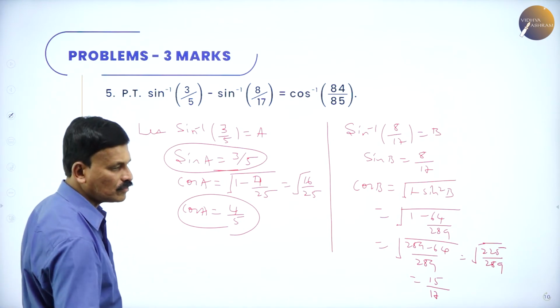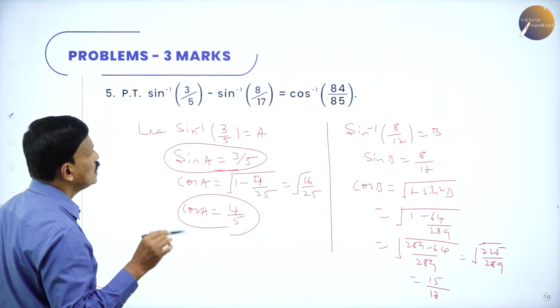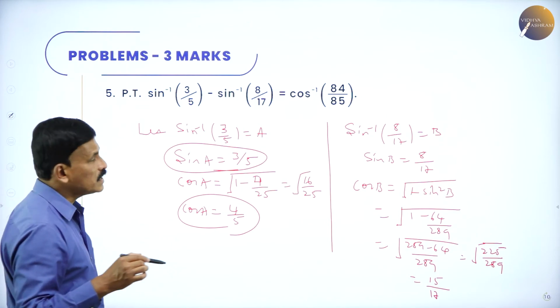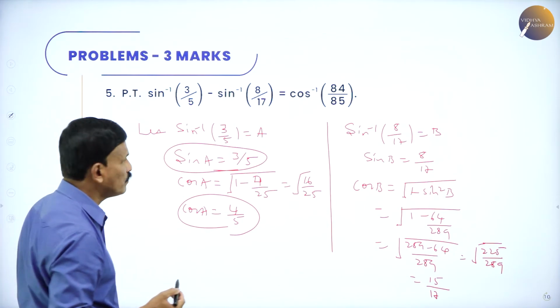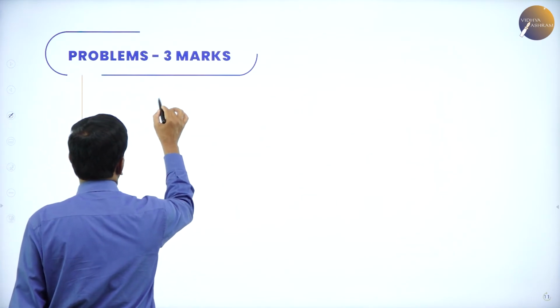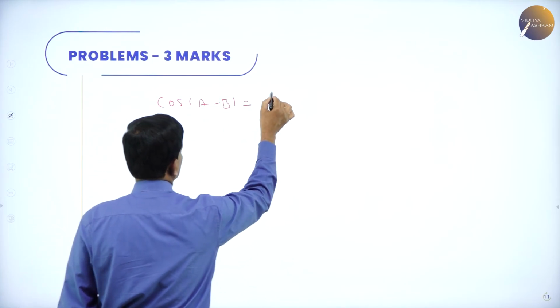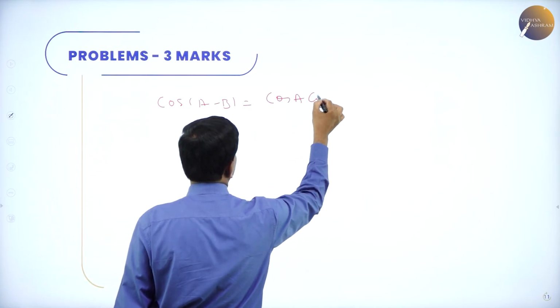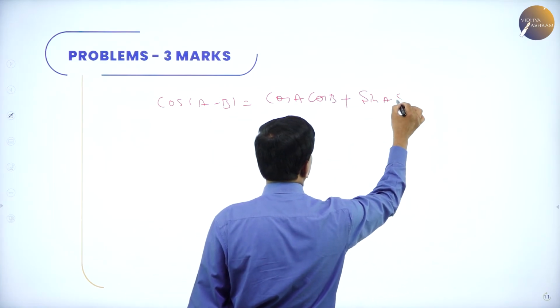Followed? So what is the problem given? What is required is to find the cos inverse. Now since there is a negative sign, let us make use of the cos A minus B formula. We know that cos A minus B is equal to cos A cos B plus sin A sin B.